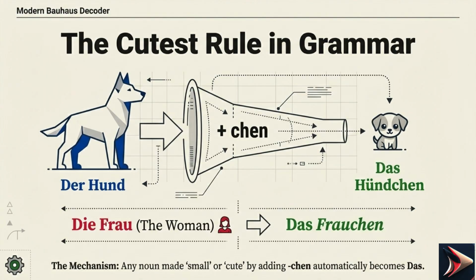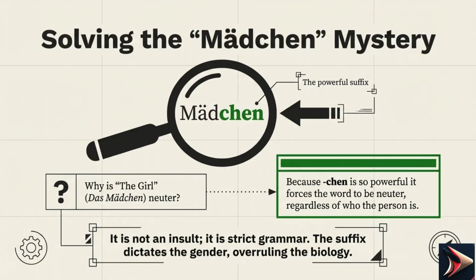Then you add our cute suffix, -chen. And what happens? Well, that little suffix is so powerful, it completely overrides the original gender of the word and forces it into the green das club. And that is why it's das Mädchen.